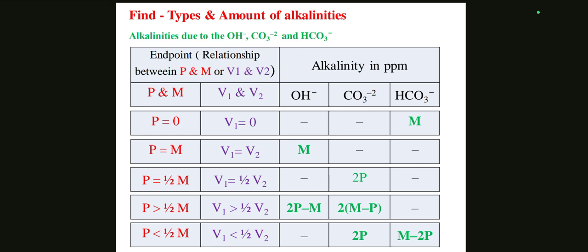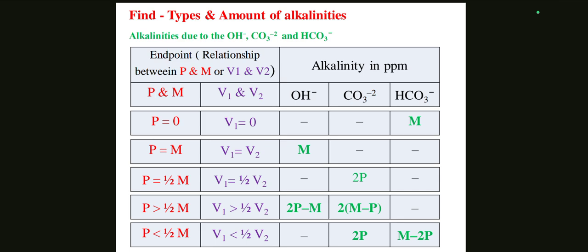So the first relationship you can see is P is equal to 0. P is equal to 0, right, means Phe1 is equal to 0, and it means that for the phenolphthalein end point, means by using a phenolphthalein indicator, you will not get a pink color. If you add phenolphthalein, you will not get a pink color. You are not getting a pink color, it means P is 0.